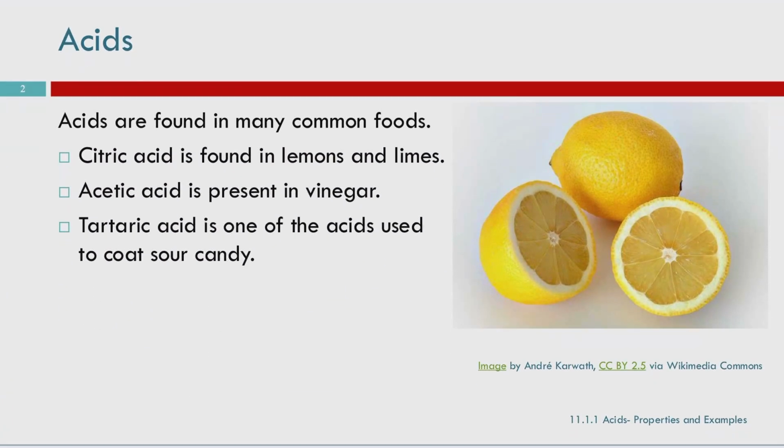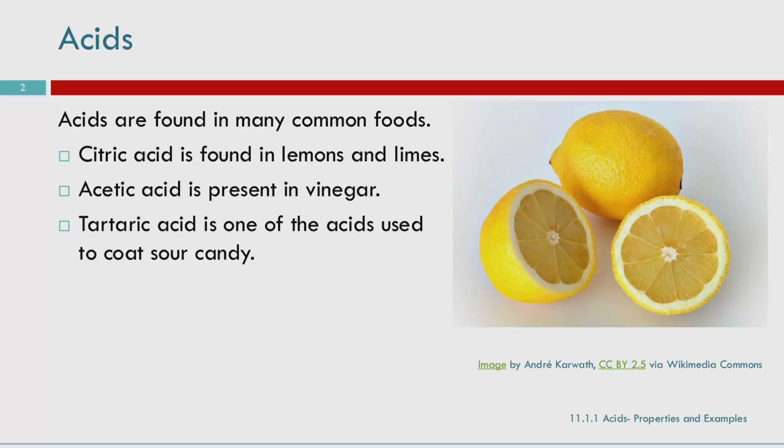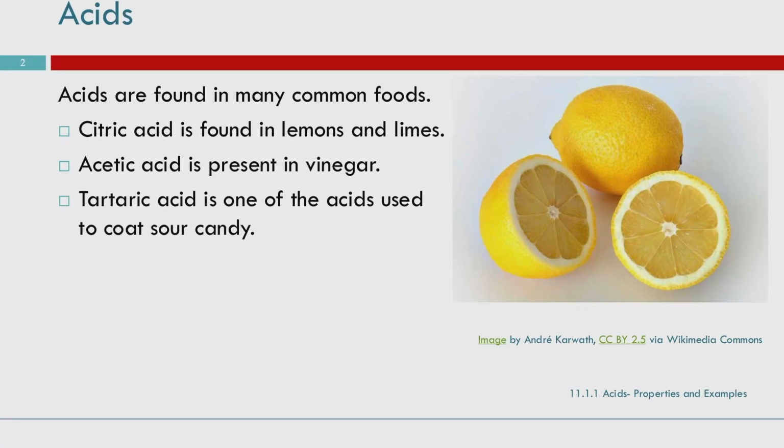So what are acids, what are bases? Acids are found in a lot of foods, like citric acid in lemons and limes, and probably grapefruits. Acetic acid is present in vinegar. Tartaric acid is one of the acids used to coat sour candy. There's a notable sour candy. It's not named here. I probably wouldn't get in trouble for it, but Sour Patch Kids.